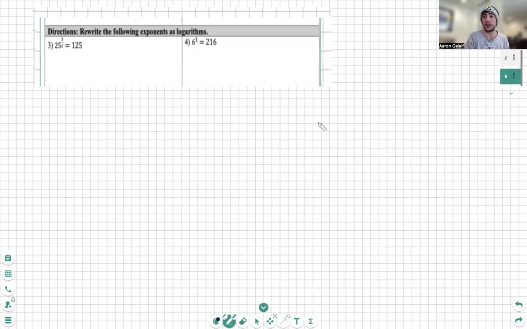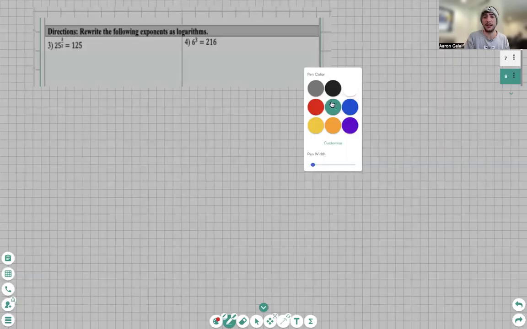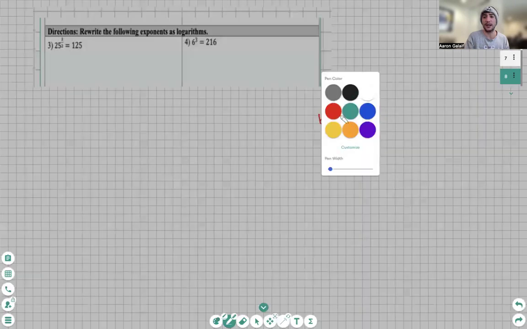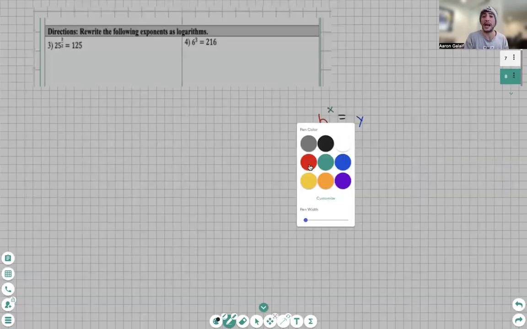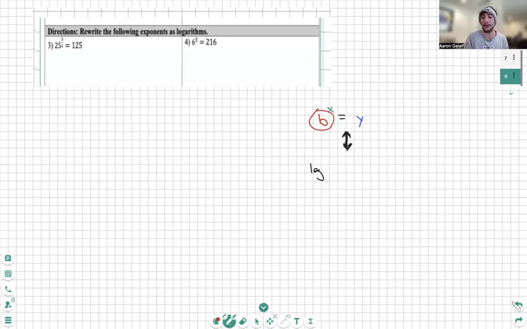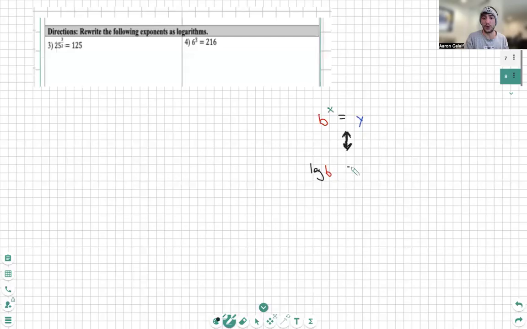This time, instead of giving the log first, we're giving the exponent. So we start with a base of b, an exponent of x, is equal to y. To change this to a logarithm, all we have to do is this simple step. The first thing I need to write is my log. My log will always have a base. The base will be the same, b. And then we go across the equal sign and put our exponent. And then the y goes there.